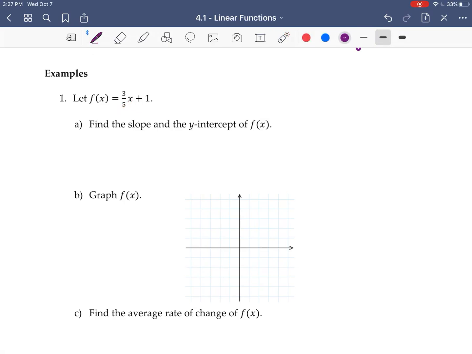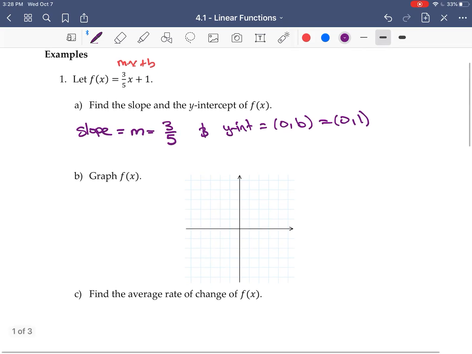Right away it asks for the slope and the y-intercept. Okay, so it's in the m times x plus b form. So that means that the slope is the m value. So it's going to be 3/5. And the y-intercept is the point (0, b). So that's going to be (0, 1). Okay, so those are our slope and y-intercept.